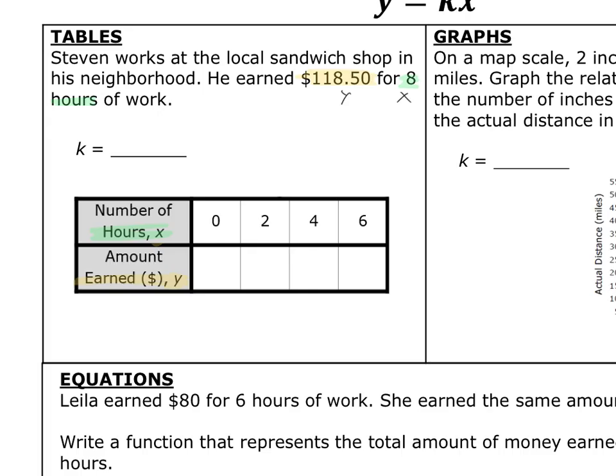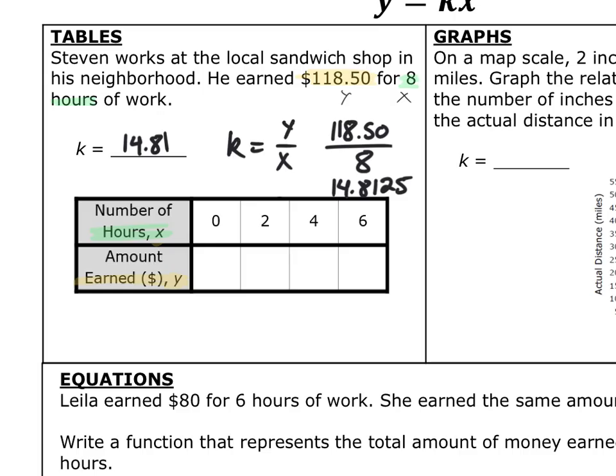And what I want to do is use that to find my constant of proportionality. Remember, k is equal to y over x. So what I need to do here is $118.50 divided by 8. I would suggest typing that into Desmos. This problem is going to tell you that that comes out to $14.81. That should be what your calculator says. And honestly, it has some more decimals after that. I think it's actually $14.8125.